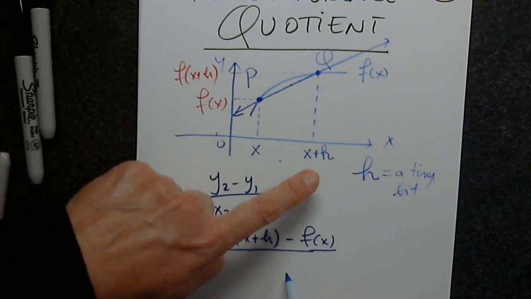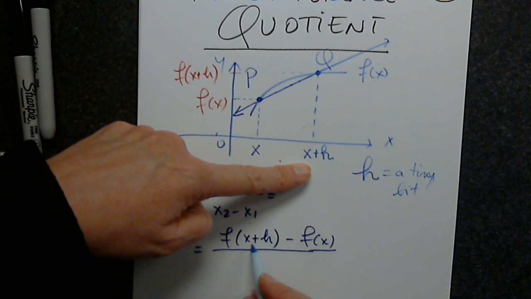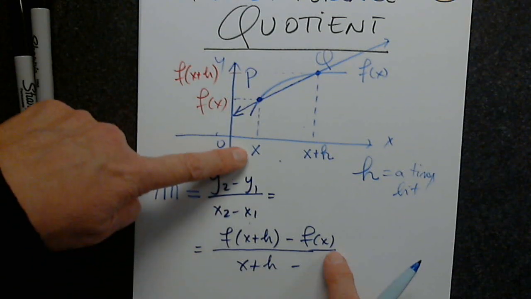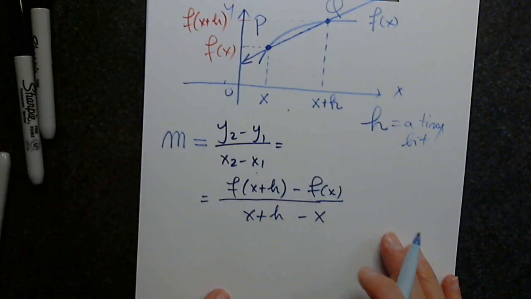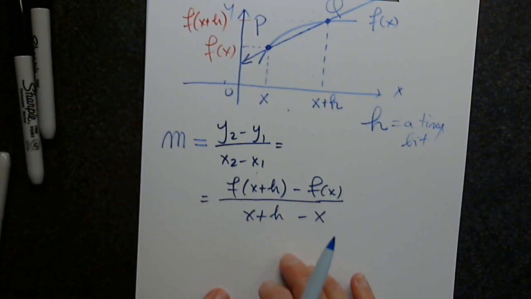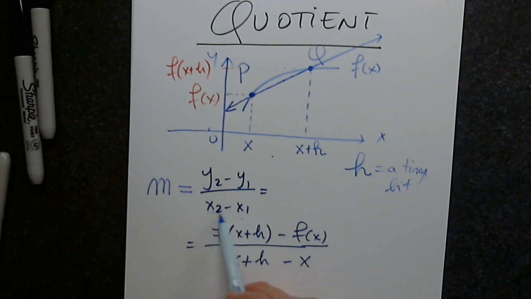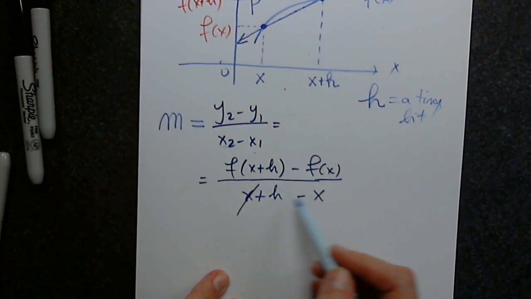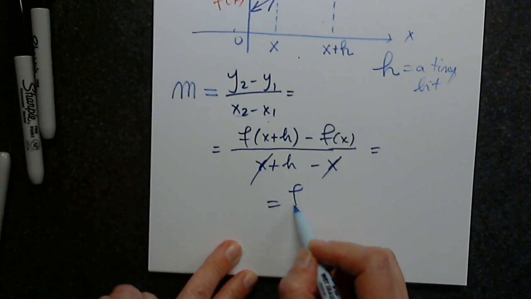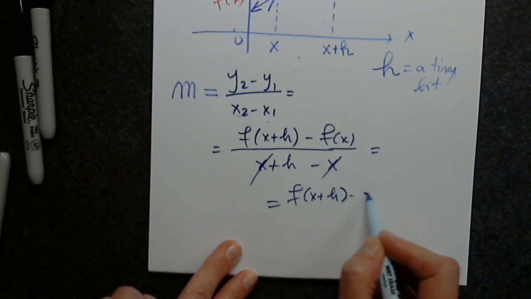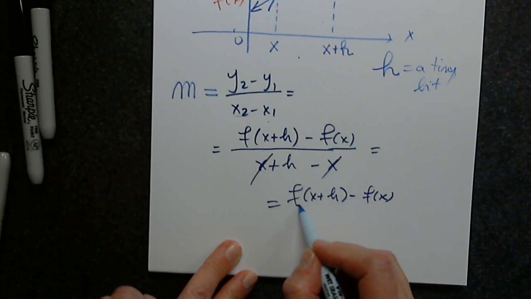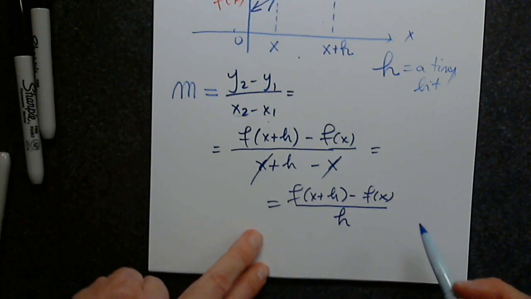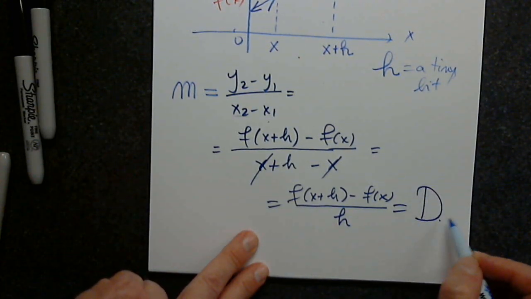Over x plus h minus x. Good. We cannot have f of x in the denominator, right? The denominator has to have only x, only the numerator has the y, the rise. These two go away. So then I have f of x plus h minus f of x, divided by h. This is the difference quotient.